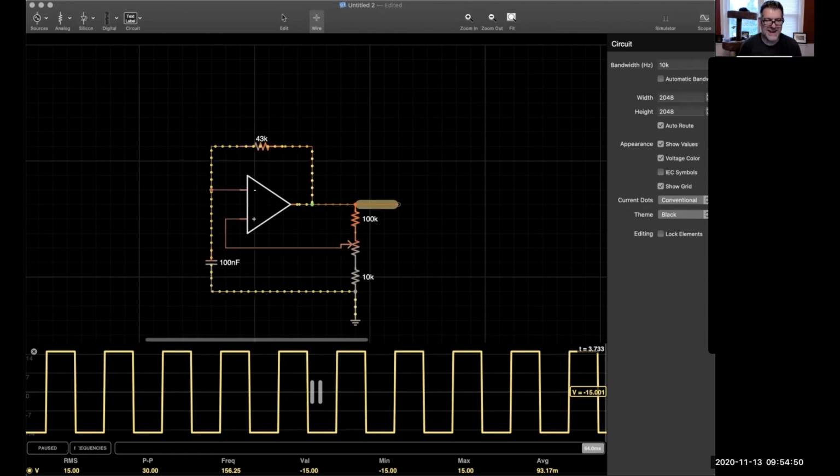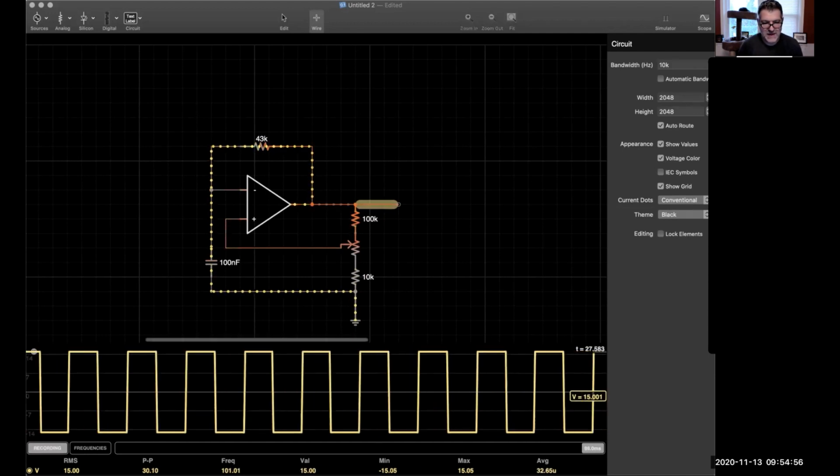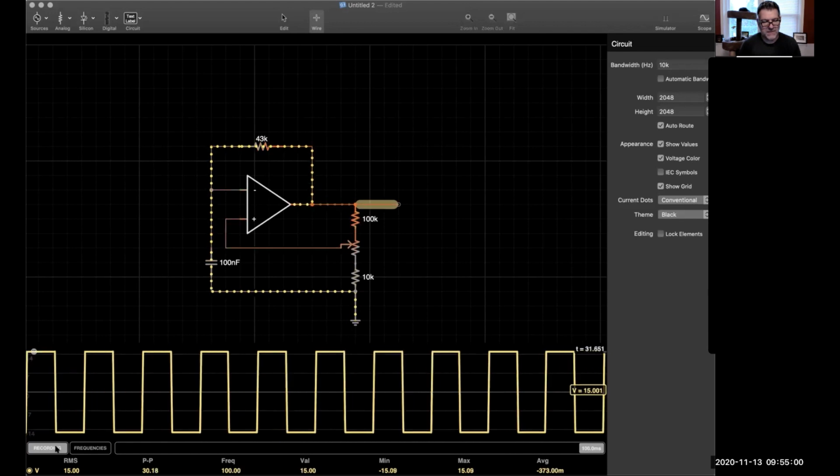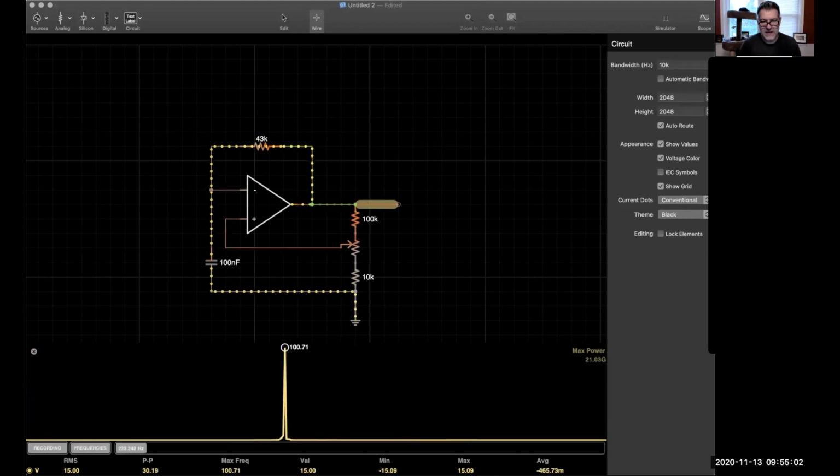Oh, I didn't restart. Man, I didn't restart my thing. So it adjusts the frequency. The potentiometer changes the frequency of the thing. Let me go to frequencies. So currently, with the potentiometer at this position, it's running at 100.71 hertz, right? Looking at the frequencies there.